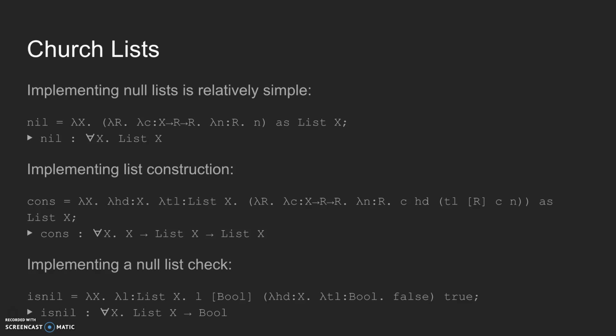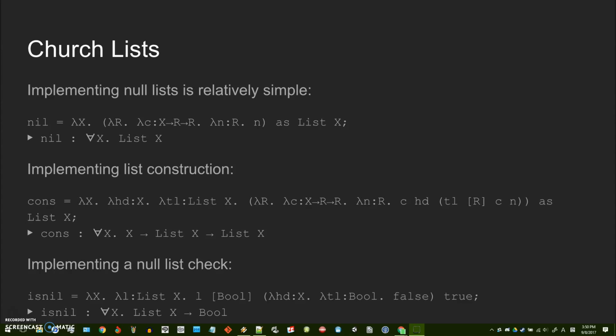Implementing null lists is relatively simple, and so by implementing list construction and implementing a null list check.